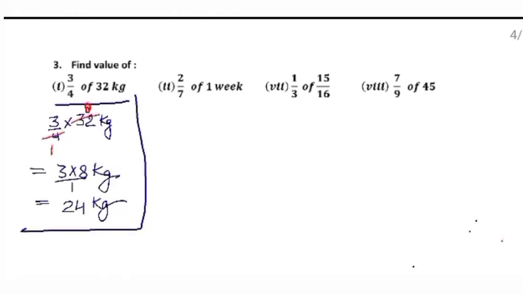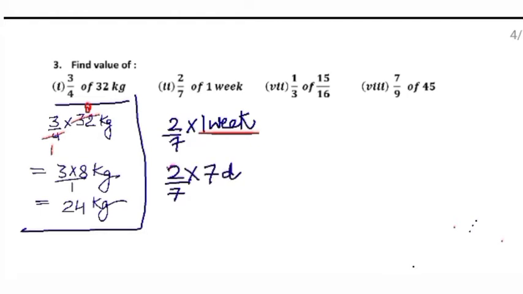Now let's do the second part. 2 upon 7 multiply 1 week. Now the numerator and denominator both are not divisible by any same number. So we can write this 1 week into the 7 days, because we know 1 week is equals to 7 days. So in place of this 1 week, I am going to write here 7 days, because we know 1 week is equals to 7 days.